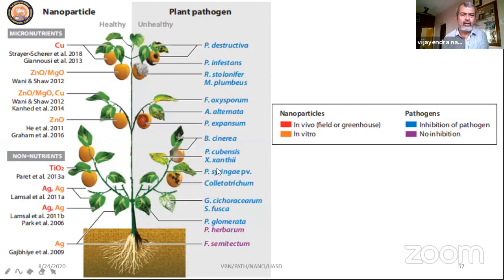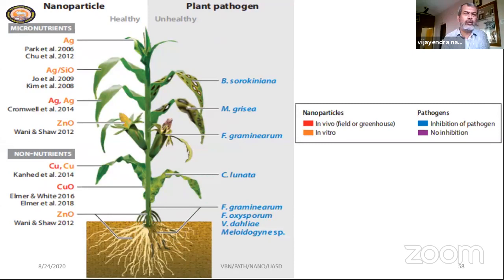Depending on the part of the plant, either the leaf or the fruit or the younger ones or the post-harvest, you are going to find these. It is what we can call the dicot group. Now coming to the monocot, what is that? Similarly, the same phenomenon, and the best review you can find covers the micronutrients and where they can be used. So AZ and silica, then zinc oxide, then copper and others. Similarly, you are going to find Bipolaris sorokiniana, Magnaporthe grisea, Fusarium graminearum, Curvularia lunata, Meloidogyne and others. So these are the pathogens.